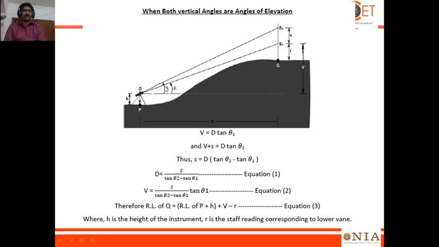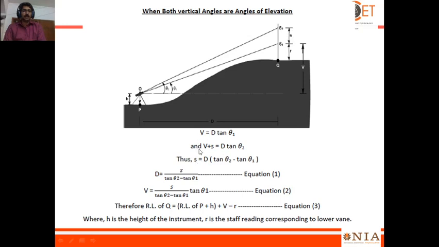Then I will get theta 2. The difference between S2 and S1 is fixed by me, right? Now the distance from the instrument position to that point is D. So V can be obtained with respect to the first angle, theta 1. Tan theta 1 is equal to V by D. So V is equal to D tan theta 1. And next, based on the S1 intercept, V plus S is equal to D tan theta 2.